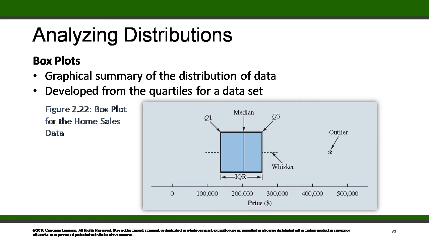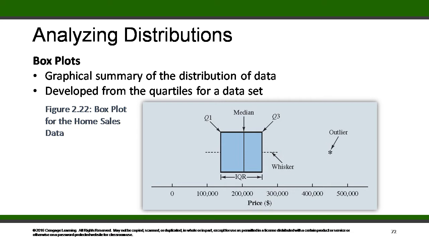117,625. Thus, the limits are 139,000 minus 1.5 times 117,625, which is equal to negative 37,437.5, and 256,625 plus 1.5 times 117,625 equals 433,062.5. Data outside these limits are considered outliers.